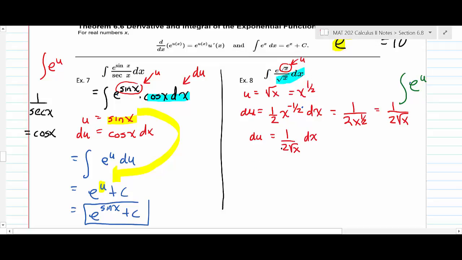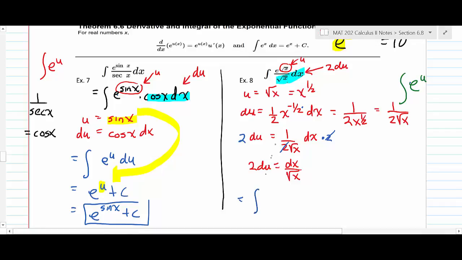Well, I want to get rid of that 2 because we just want this to be dx over root x. So what I can do here is multiply that side by 2, and multiply that side by 2, so I get 2 du is equal to dx over root x, and then I'm ready to do my substitution. So this thing that I have highlighted in blue is going to get replaced with 2 du. Then we're ready to put it all together.